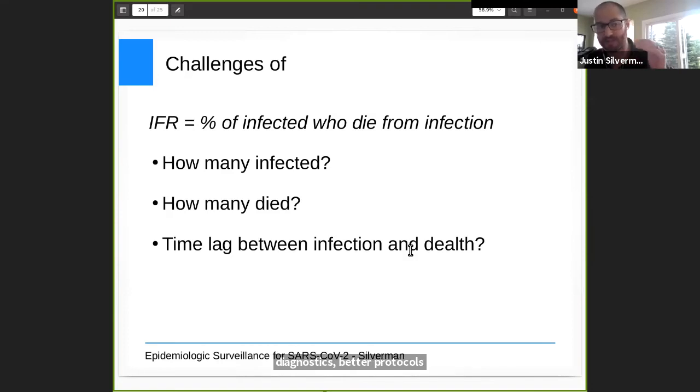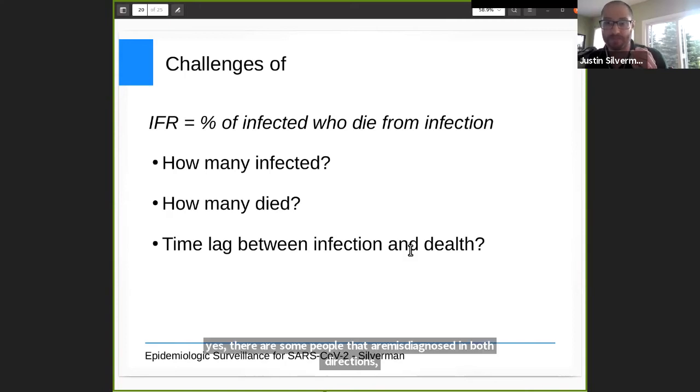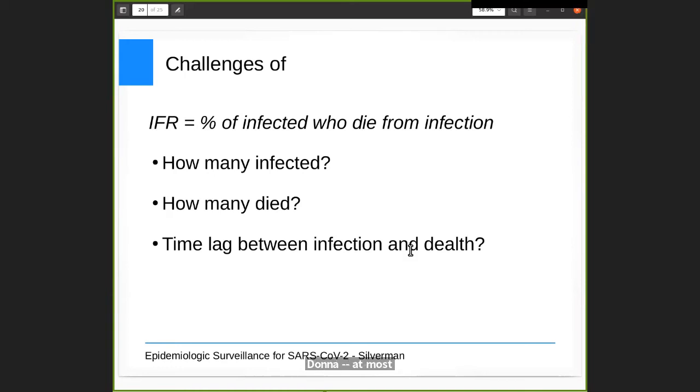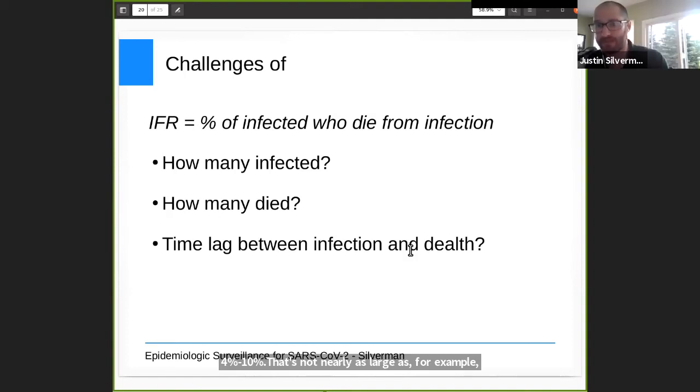So I think that, yes, there are some people who get misdiagnosed in both directions, but it's just not that much. I think maybe we're talking about somewhere between at most 4 to 10%, maybe on the outside chance 10%. But still, that's not nearly as large as, for example, being off by the number of infections by a factor of 80, right?